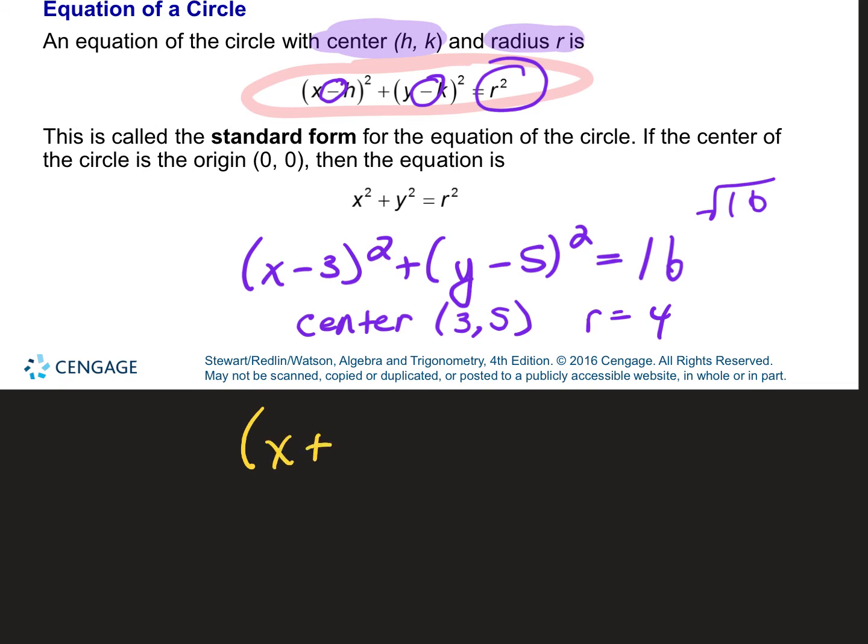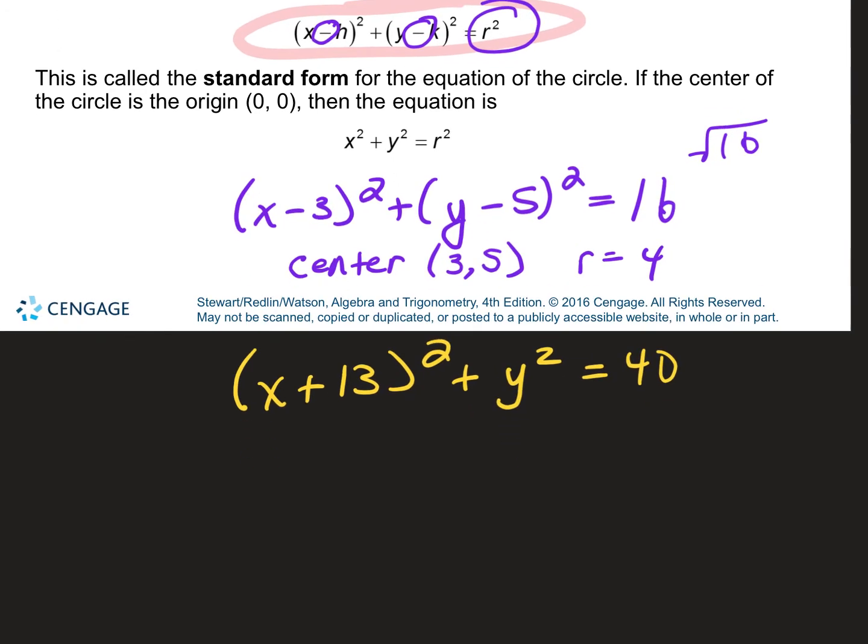What if I have x? What's my center? My center is, Kat says, negative 13, 0. Do we agree with her? Where did we get 0? Wouldn't it be 1? Is anything being added to or subtracted from y? No. So you're right, it is 0. Good. Now radius. What's my radius, guys?